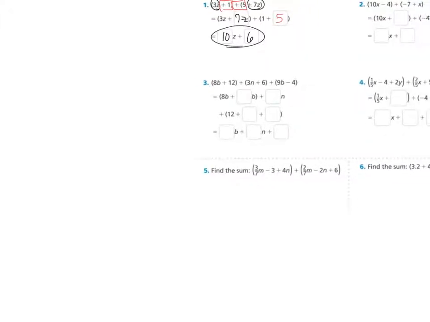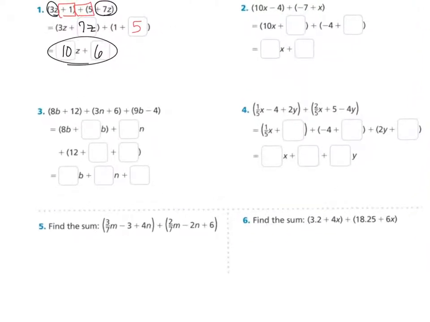So 3z plus 7z would be 10z. 1 plus 5 is 6. So 10z plus 6. Those are not like terms. That would be our answer for number 1. We'll look at number 2.